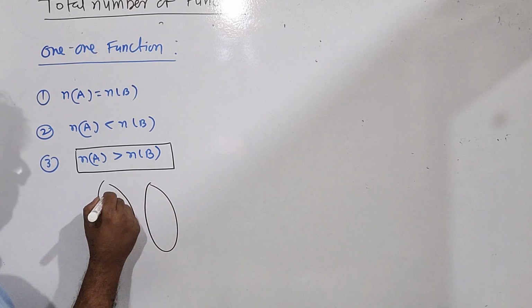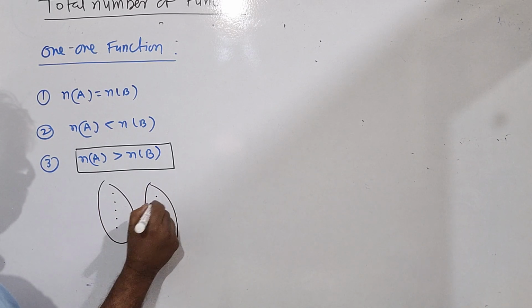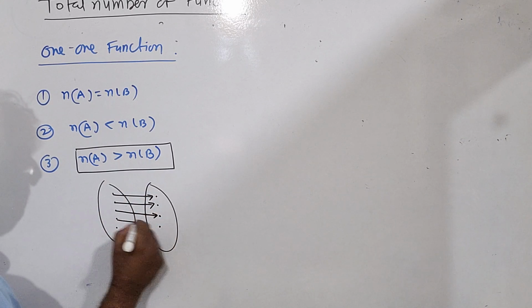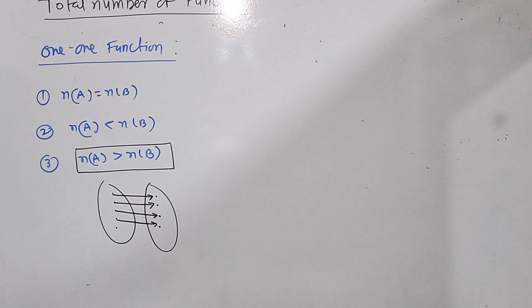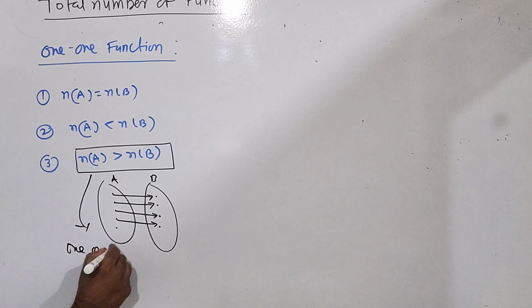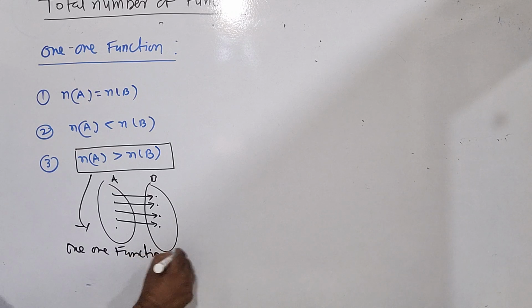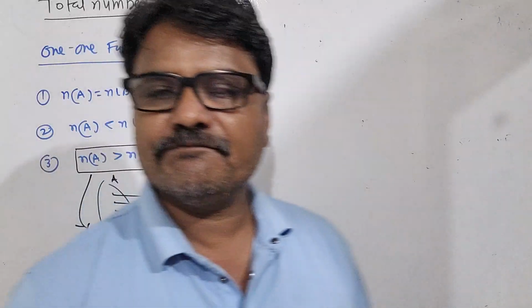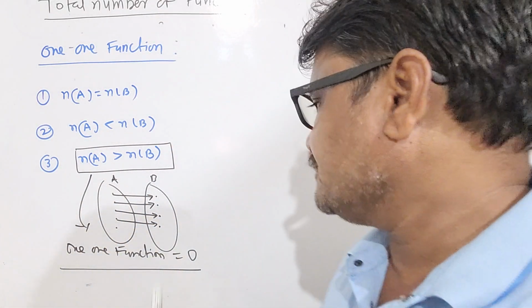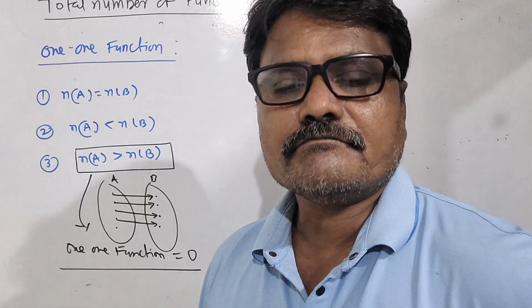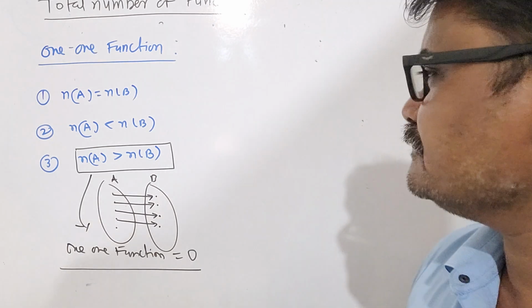See, 1, 2, 3, 4, 5. 1, 2, 3 and 4. So this can go here, this can go here, this can go here, this can go here, but this remains empty, okay, for set A to set B. So whenever n(A) is greater than n(B), then the total number of one-one functions is 0. This is very clear from the definition of a one-one function only. I can easily find out that the number of one-one functions where n(A) is greater than n(B) is 0. Correct? So this case is over.